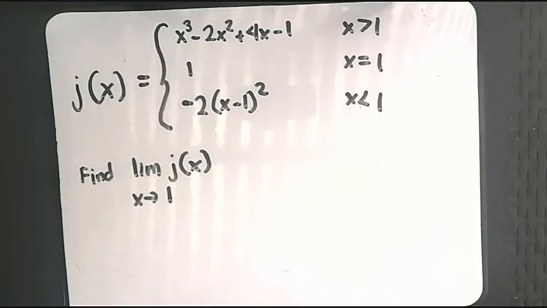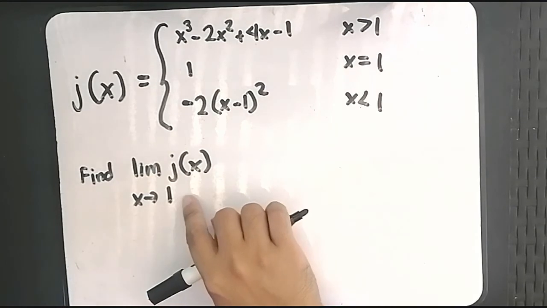Now let's consider this function. J of x equals x cubed minus 2x squared plus 4x minus 1 whenever x is greater than 1, 1 whenever x is equal to 1, and negative 2 times the quantity x minus 1 squared as x is less than 1. So we wish to find the limit of j of x as x approaches 1. Again, this is a two-sided limit.